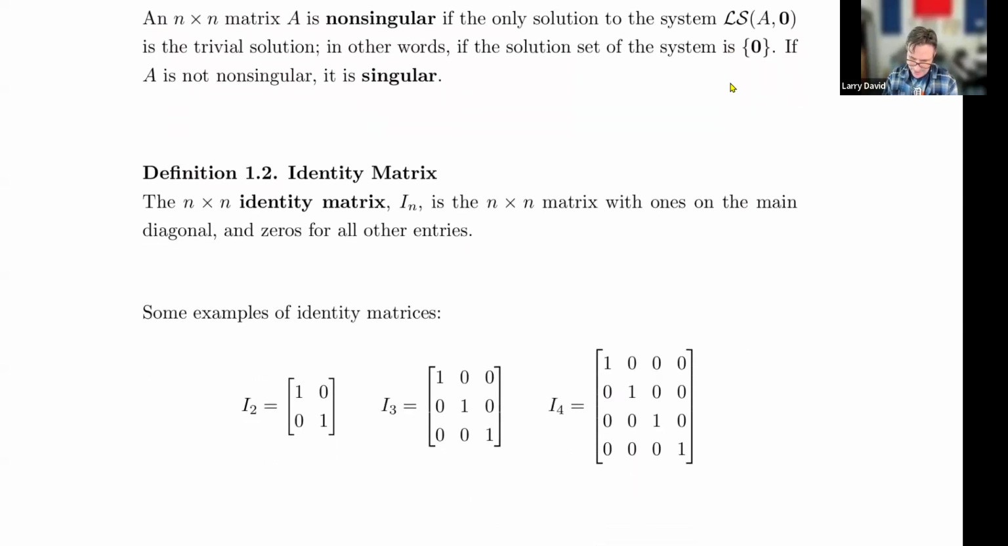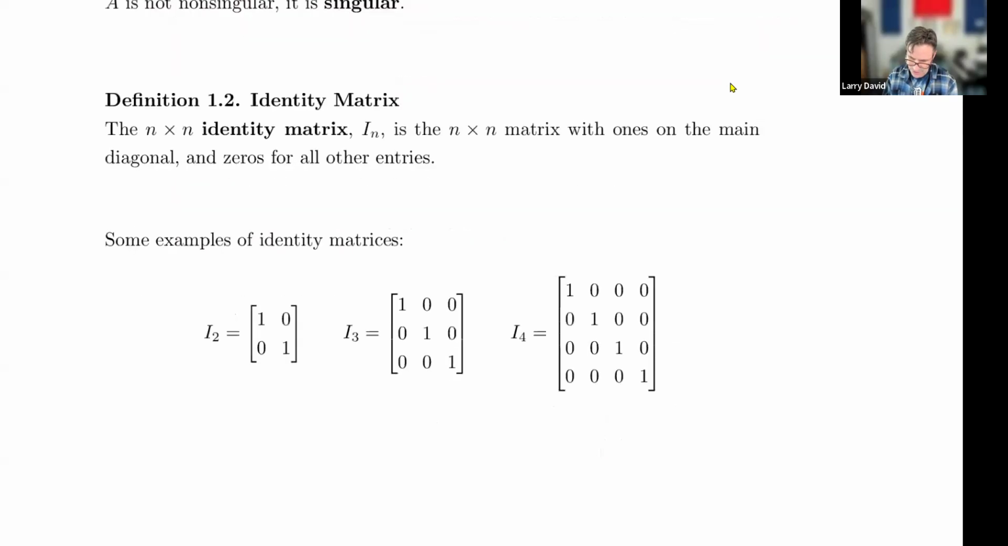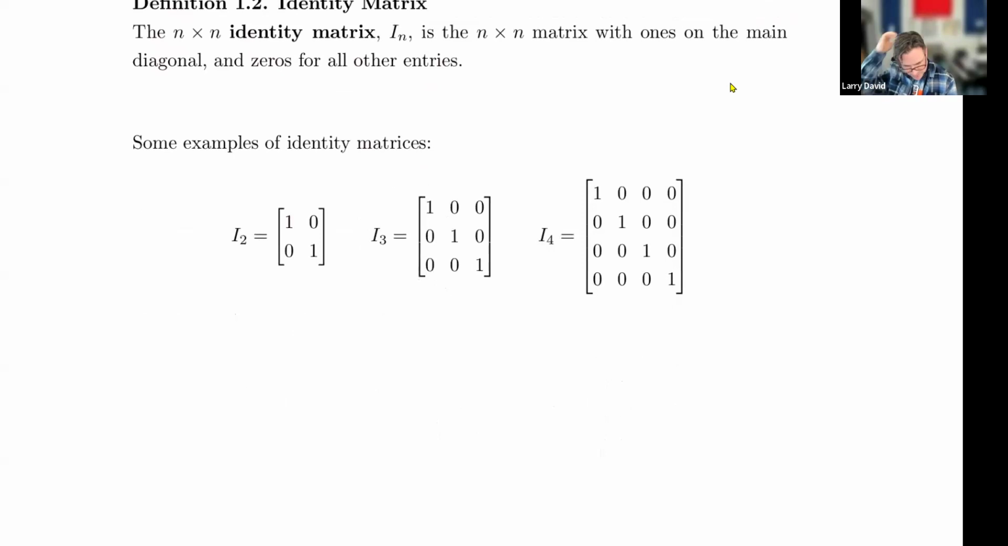Then we define the identity matrix. Again, only square matrices, or all identity matrices are square, n by n. It's the n by n matrix with ones on the main diagonal and zeros for all the other entries. Later we'll have a more formal definition of the identity matrix, but this one will do for now. And we can illustrate this definition with some examples.